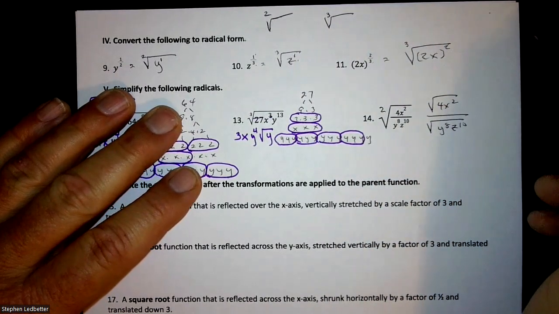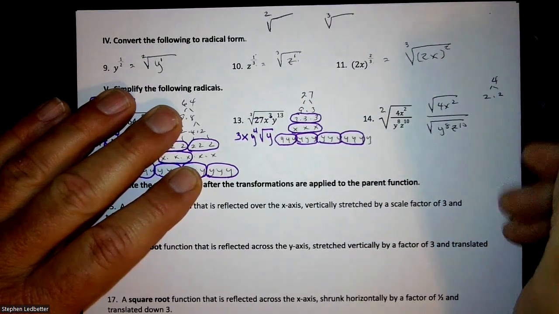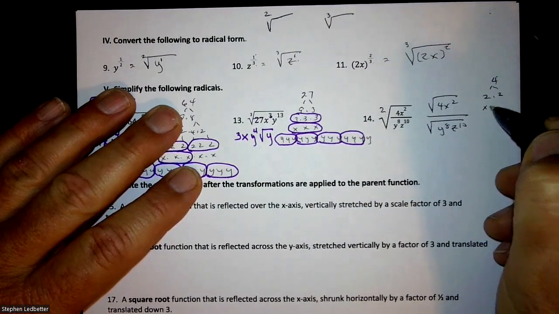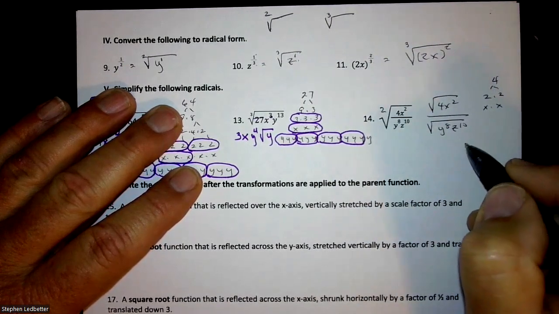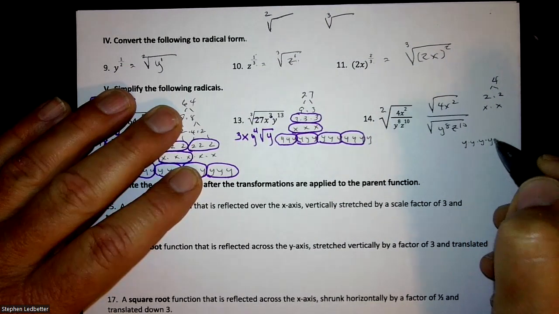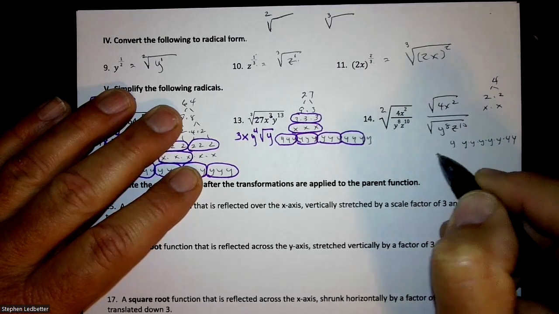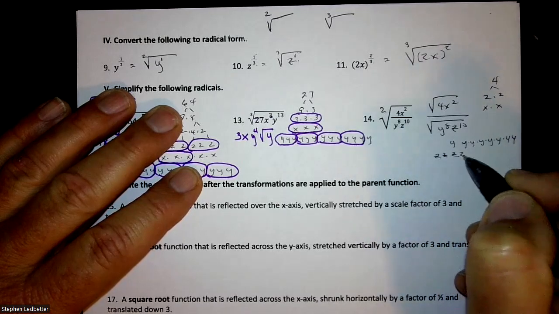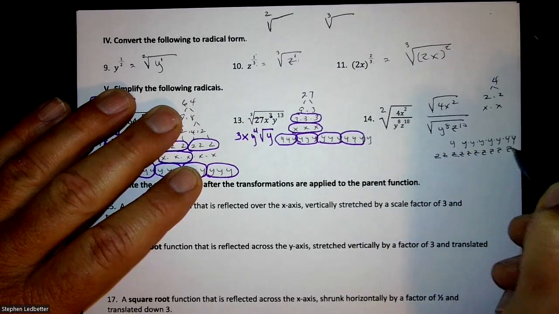All right, so let's list my factors of 4. 2 times 2, that was easy. All right, this one's x times x. Now that's just the top part. The bottom part, I have 8 y's: 1, 2, 3, 4, 5, 6, 7, 8. 10 z's: 1, 2, 3, 4, 5, 6, 7, 8, 9, 10.